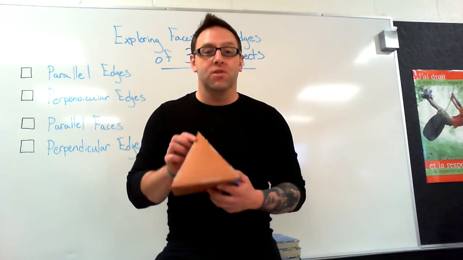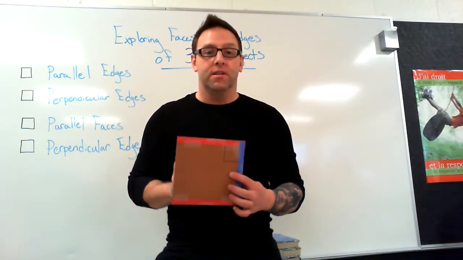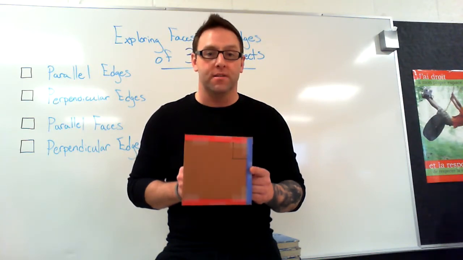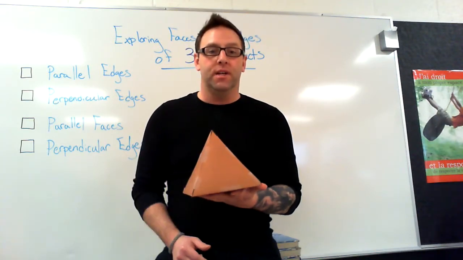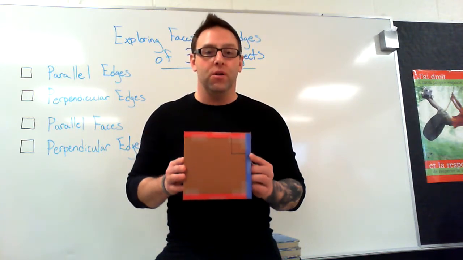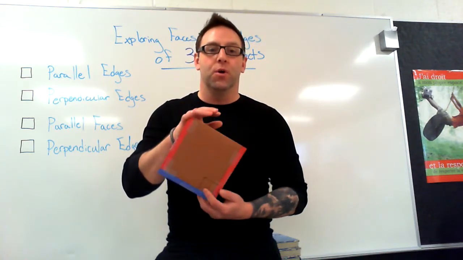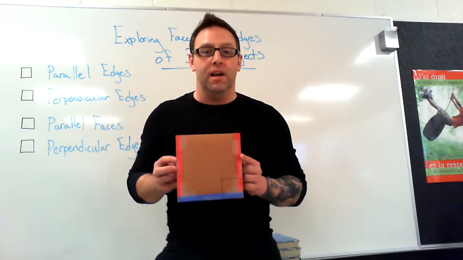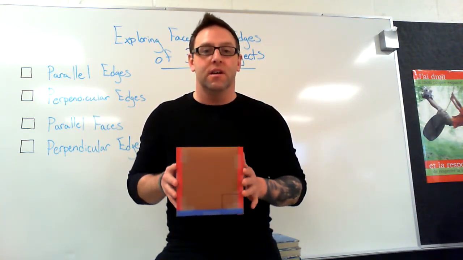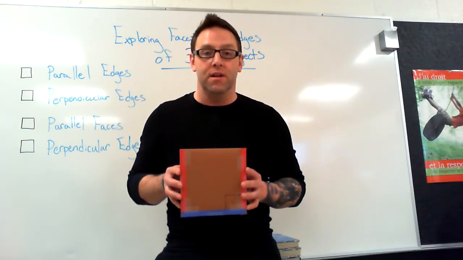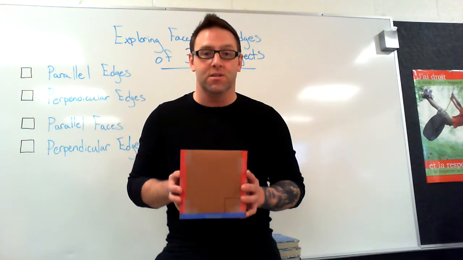Here I have a square pyramid. We can tell it's a square pyramid because of the shape of its bottom face. If we look at this shape, we can think which sides are parallel and which sides are perpendicular. Now, you can see that I've again highlighted the parallel sides in red. These two sides are opposite of each other and they will never meet. They'll always be the same distance apart.